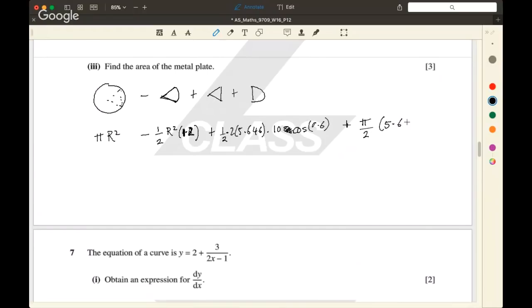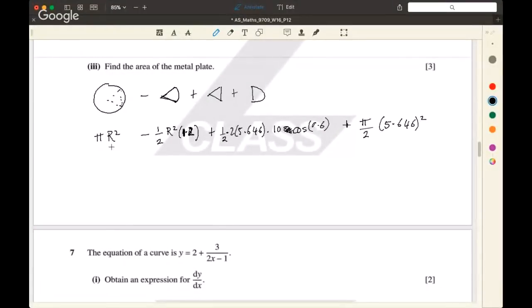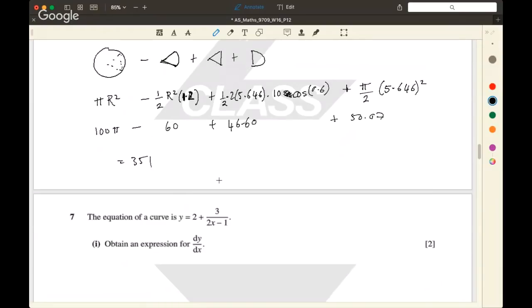times 5.646 all squared. So half of a circular area. If you plug all of this in, it'll be something like 100 pi minus 60 plus 46.60 plus 50.07, giving you an answer of about 351. So again, the pictorial thing is very helpful to keep track.